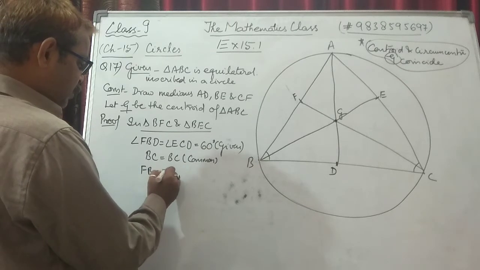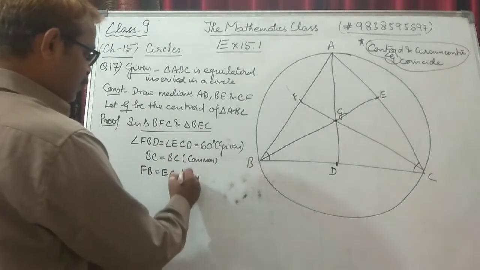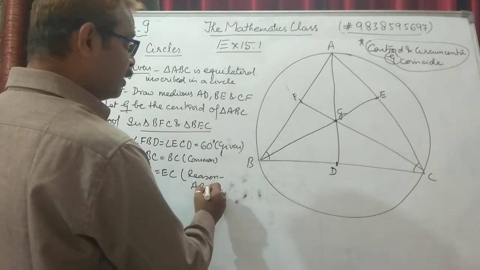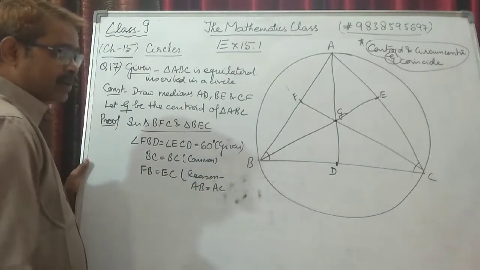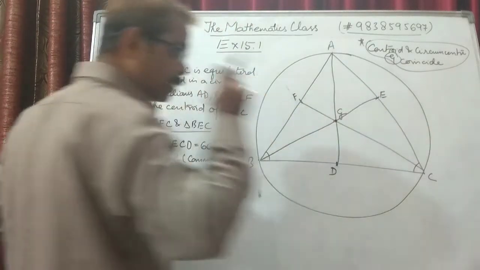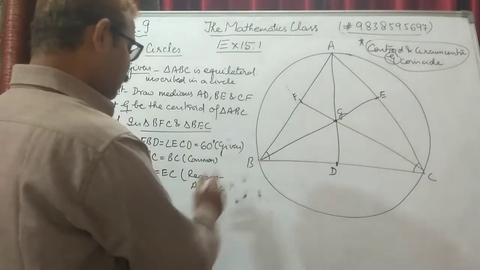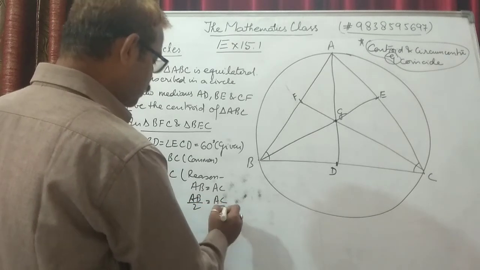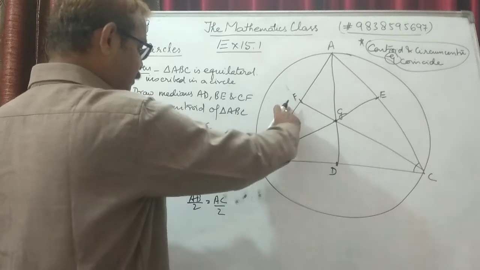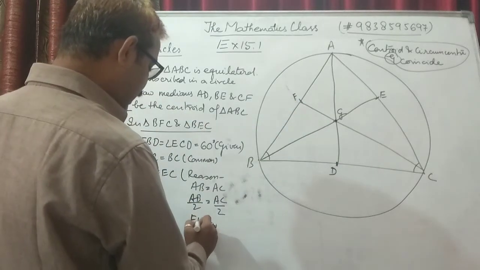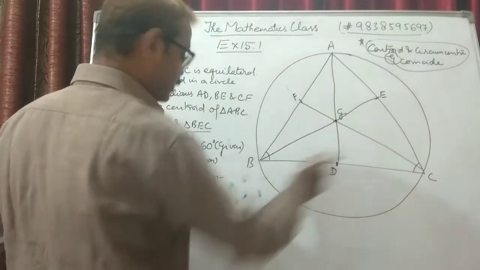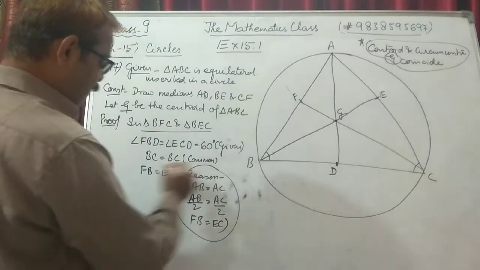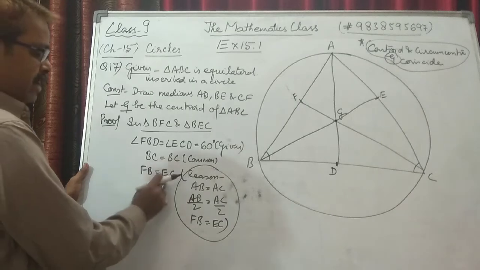FB is equal to EC. What is the reason? I am explaining the reason. Reason is, it is given that AB is equal to AC because they are the sides of an equilateral triangle, and F and E are the midpoints of AB and AC. It means AB upon 2 must be equal to AC upon 2, and if F is the midpoint, FB is half of AB and EC is half of AC. So therefore this is the reason why FB and EC are equal.